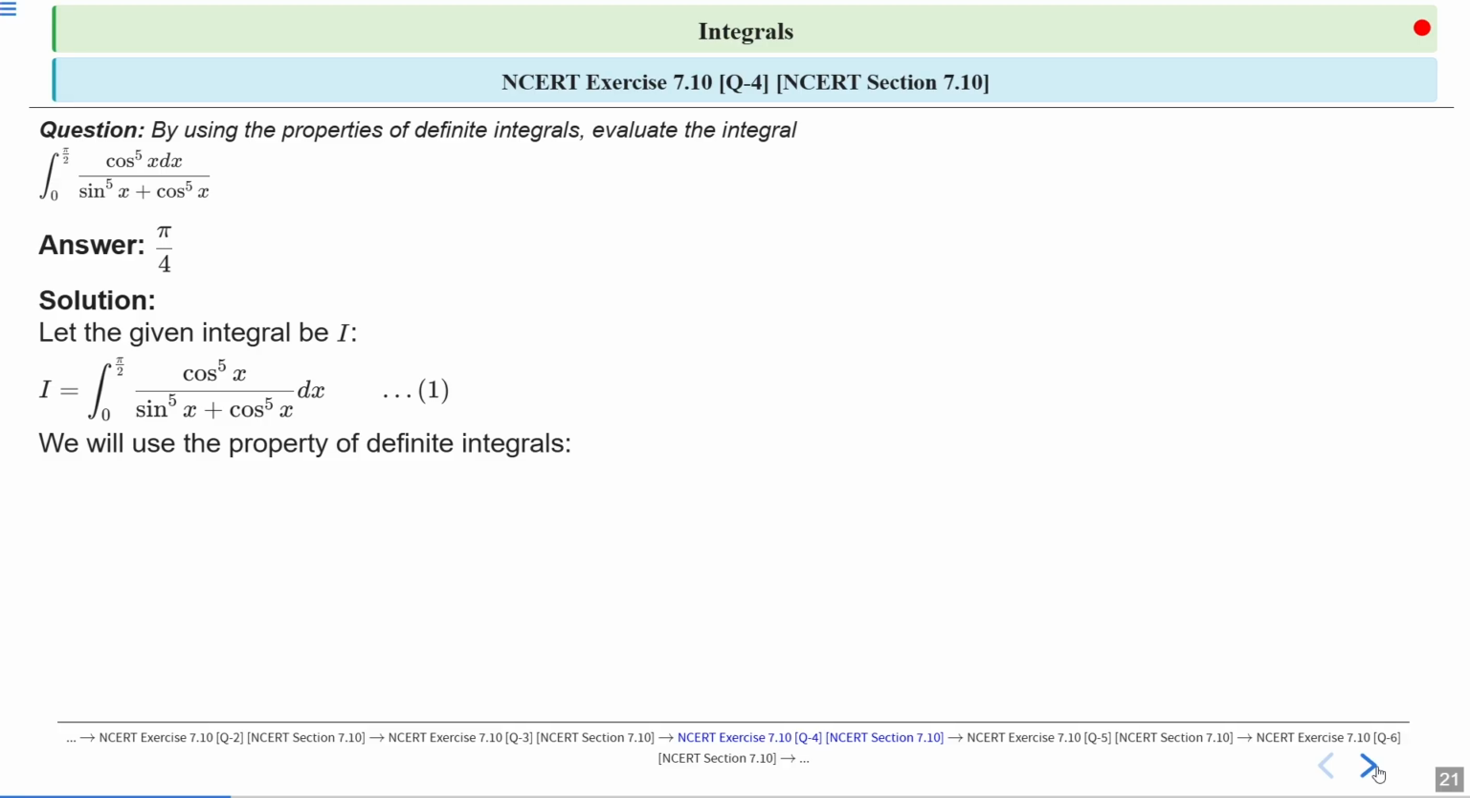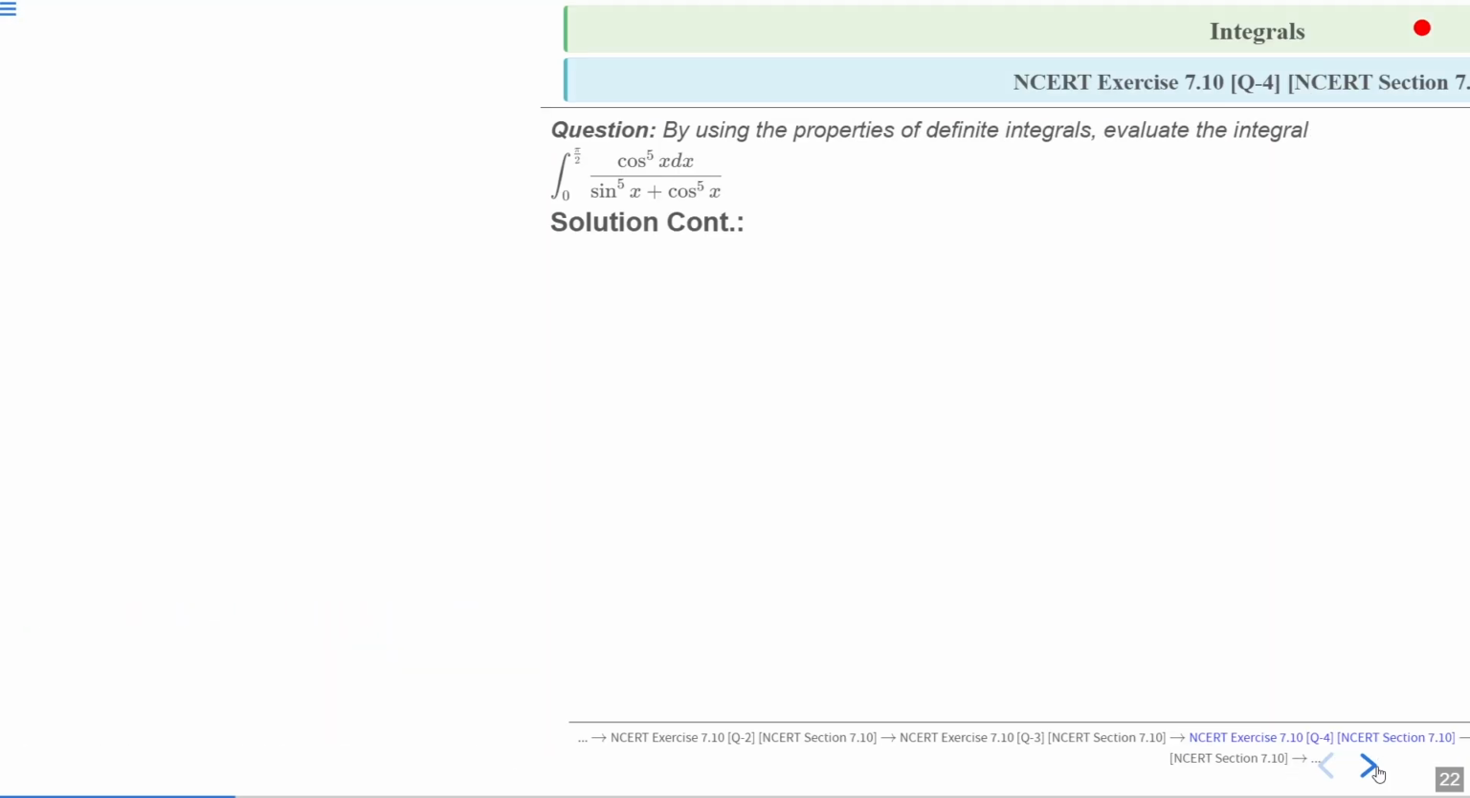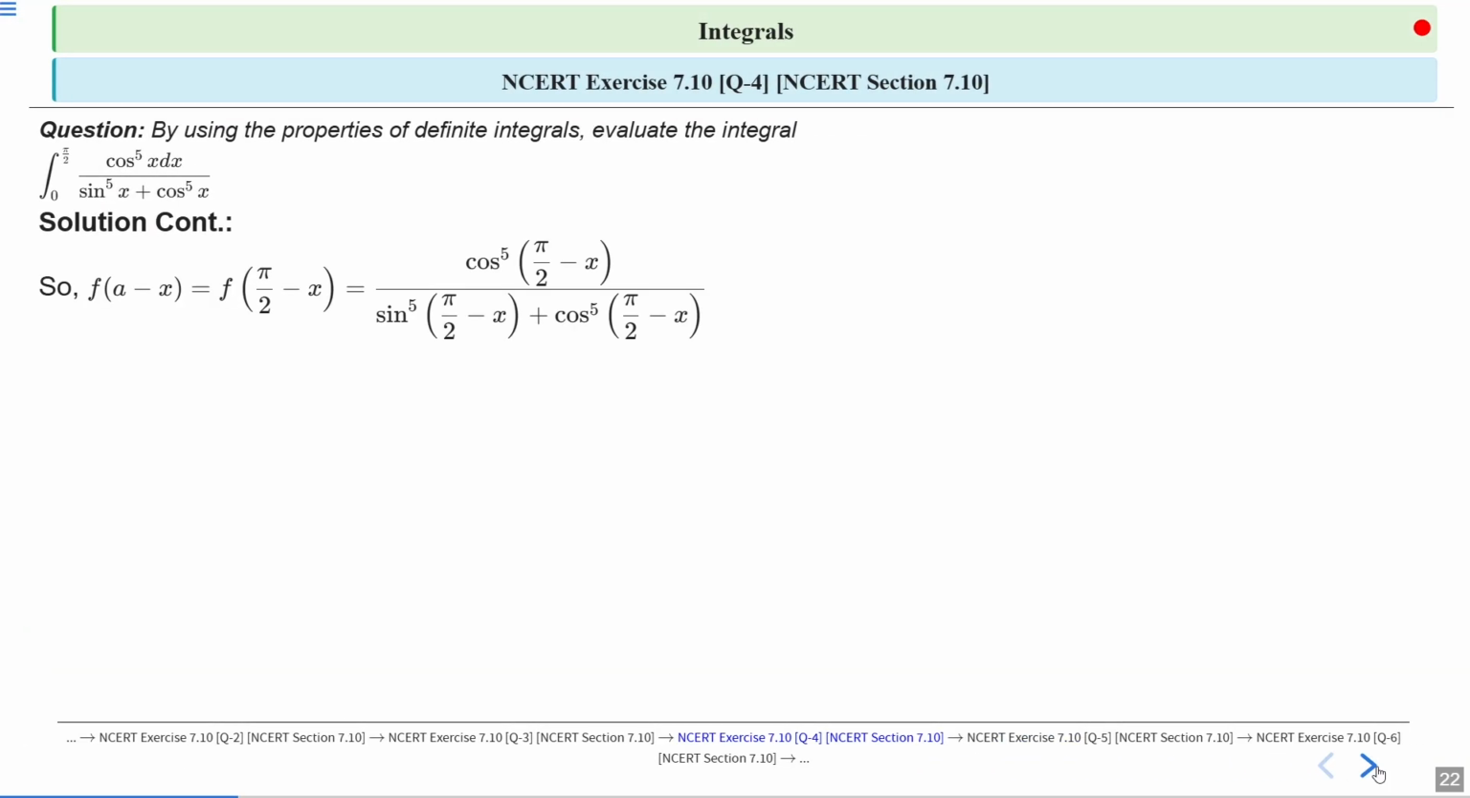So now we will use the property of definite integral: the integral from 0 to a of f(x) dx is equal to the integral from 0 to a of f(a minus x) dx. Here a is equal to pi by 2 and f(x) is equal to cos^5 x by sin^5 x plus cos^5 x. Okay, so we need to calculate f(a minus x). Just put in place of x, pi by 2 minus x. So we get f(a minus x), that is f(pi by 2 minus x), equal to cos^5(pi by 2 minus x) by sin^5(pi by 2 minus x) plus cos^5(pi by 2 minus x).